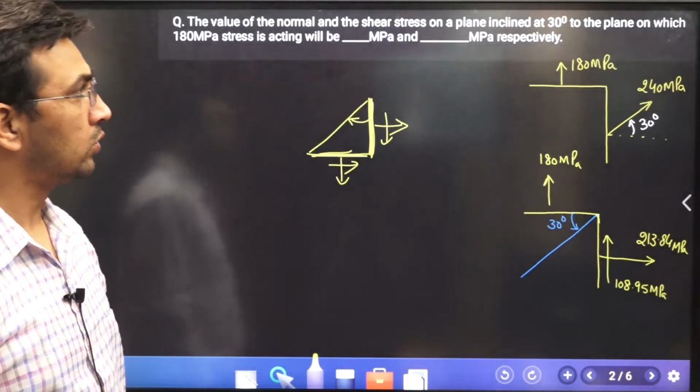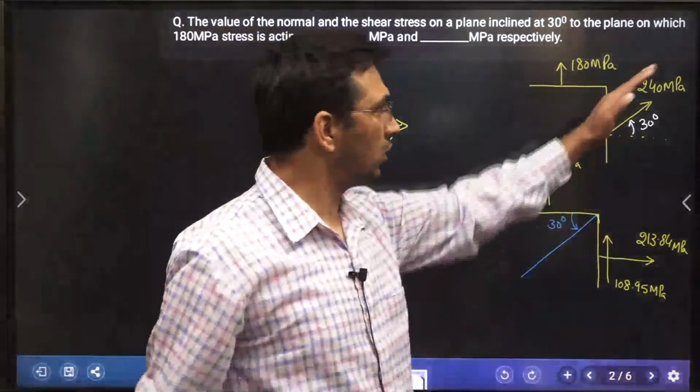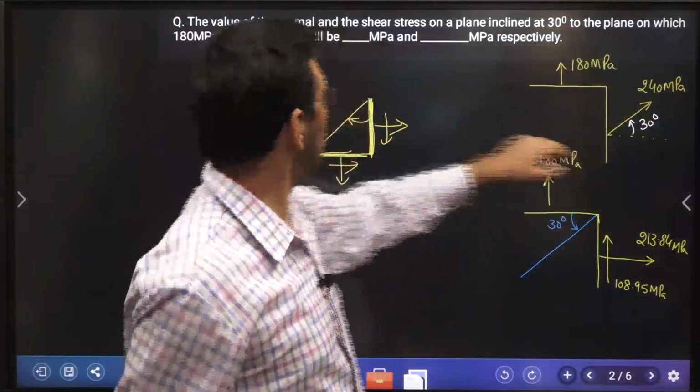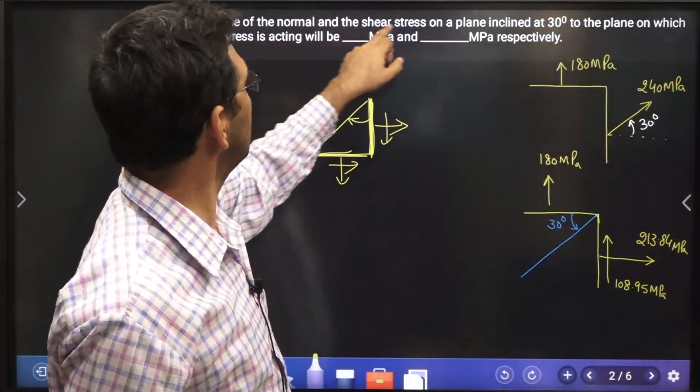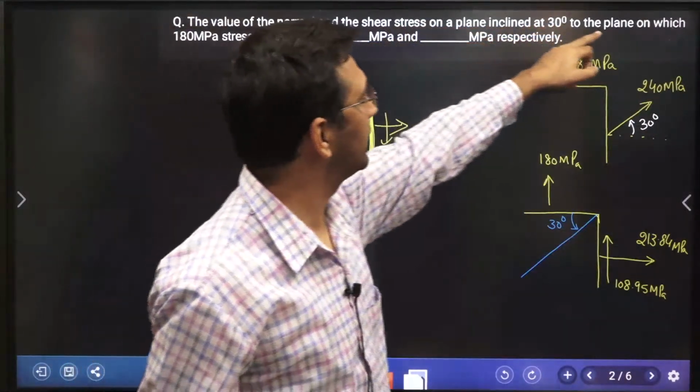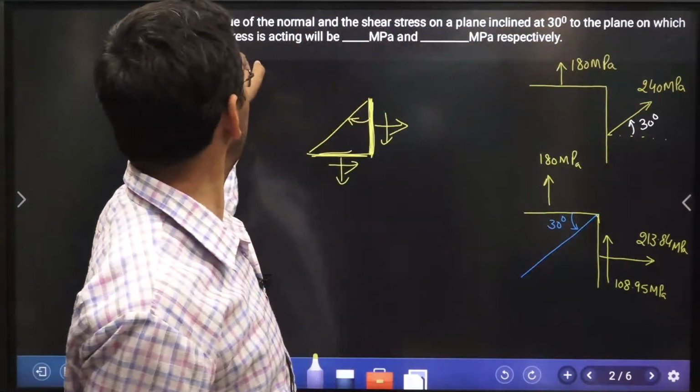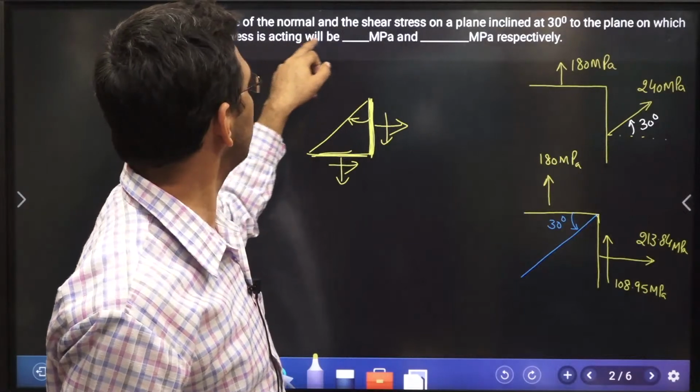240. No, it is not coming out. It is already given to you. This is the state of stress given to you. The value of the normal and the shear stress on the plane inclined at 30 degree to the plane on which 180 megapascal stress is acting will be.